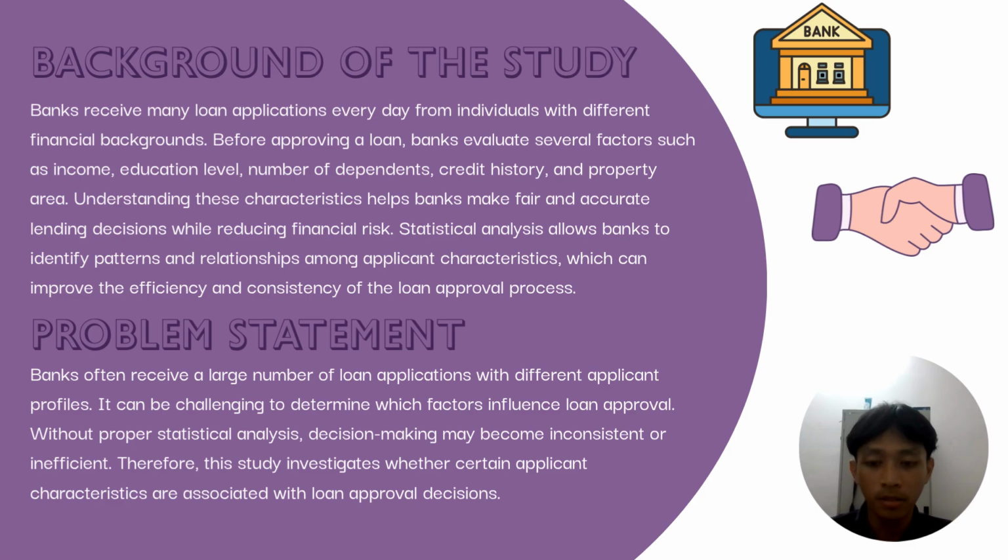So, banks, as you know, receive many loan applications every day from individuals with different financial backgrounds. Before approving a loan, banks evaluate several factors such as income, education level, number of dependents, credit history, and also property area. Understanding these characteristics helps banks make fair and accurate lending decisions while reducing financial risk. Statistical analysis allows banks to identify patterns and relationships among applicant characteristics, which can improve the efficiency and consistency of the loan approval process.